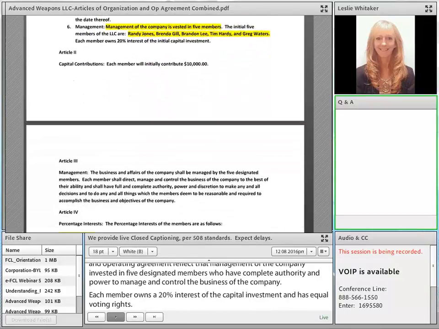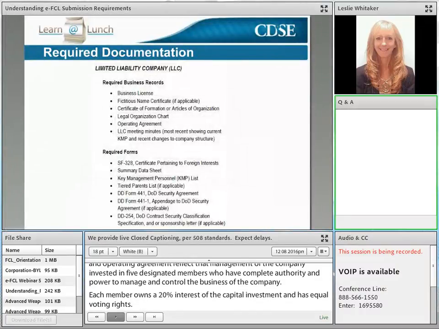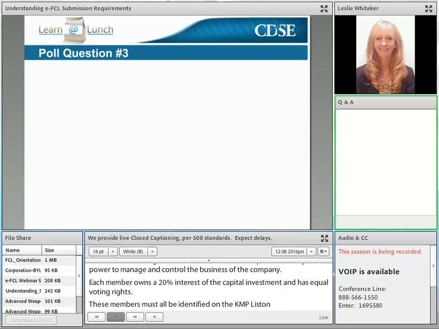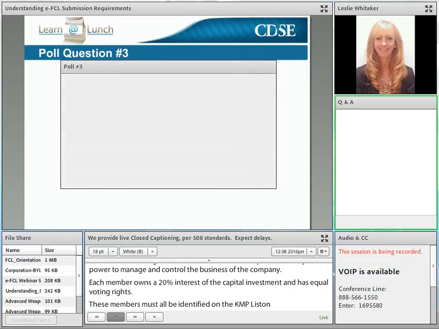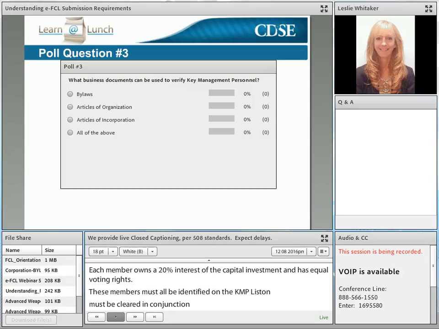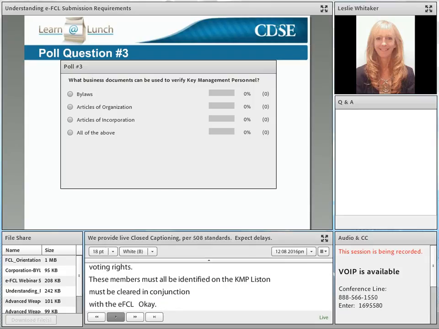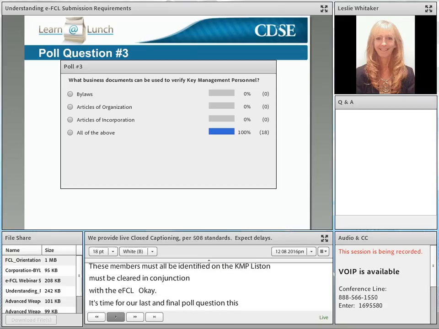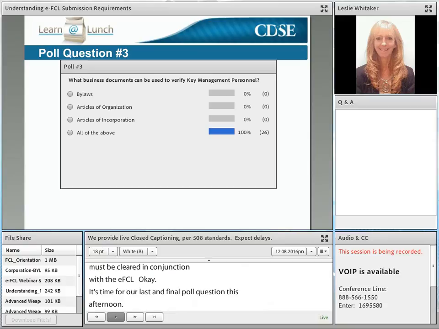Next slide, please. Okay, it is time for our last and final poll question of this afternoon. And it is, what business documents can be used to verify KMPs? Is it the bylaws, the Articles of Organization, Articles of Incorporation, or all of the above? I'll give you a moment to make your choice.